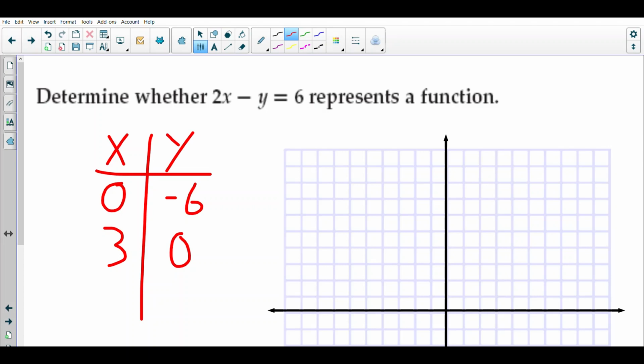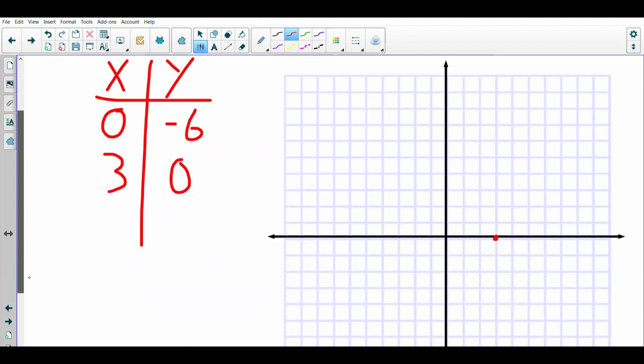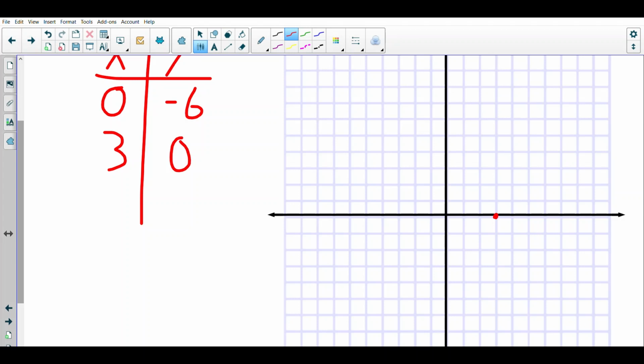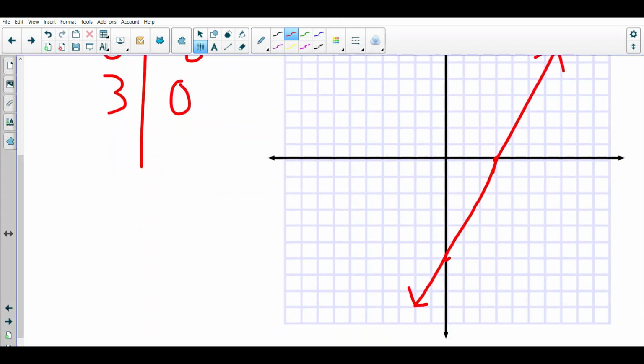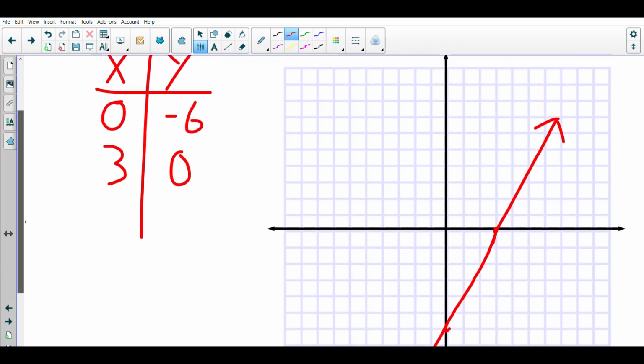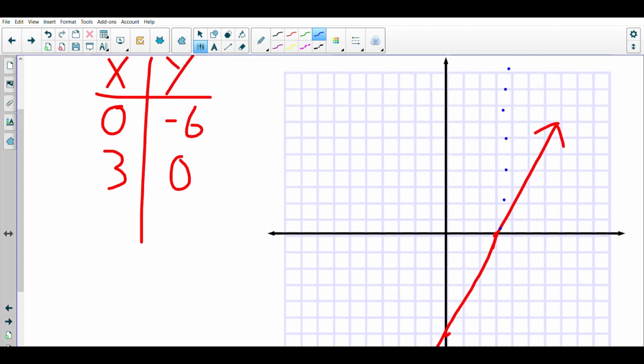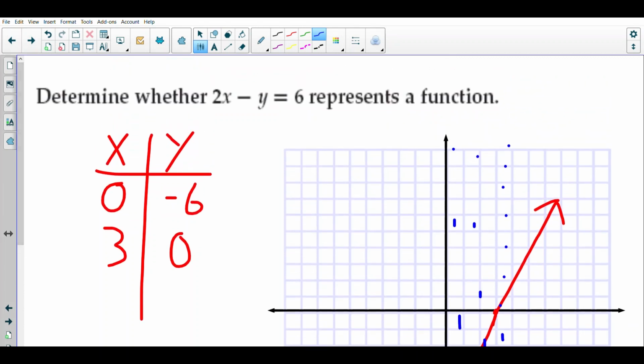So now I have 2 points that I can graph. I'm going to go to 3, 0, and I'm going to go 0, -6. I'm going to scroll down a little bit. Okay, so there is my line, my graph. Now, if I were to draw a vertical line through anywhere, do I hit more than one spot at a time? And the answer is no. So, yes, it is a function.